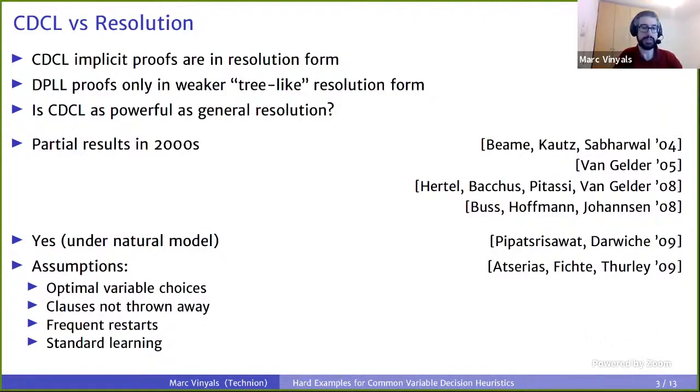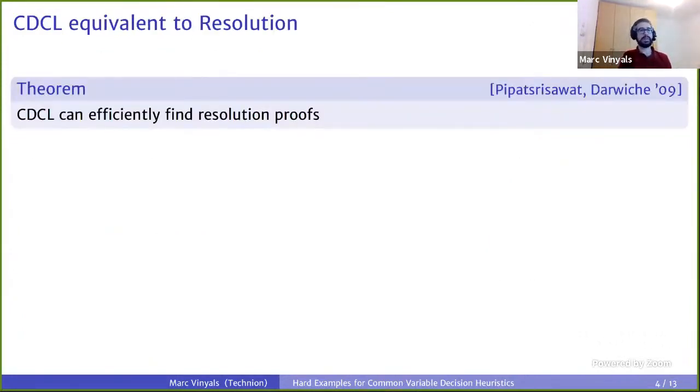That result, however, needs us to make a few assumptions on the model. We have to assume that we are using optimal choices of variables. We have to assume that we don't throw away clauses. We have to assume that the solver restarts frequently enough. And we also have to assume that the learning scheme is a reasonable one, such as first UIP. But let's just focus on the theorem itself. We have that CDCL can efficiently find resolution proofs.